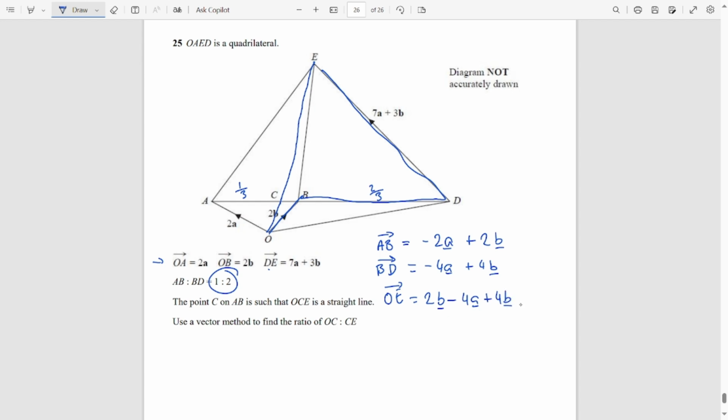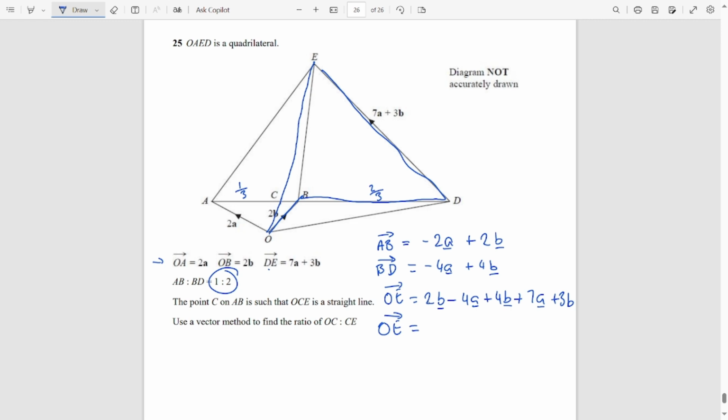And then lastly, plus DE, which we were given, that is 7A plus 3B. Now this is looking very messy. I do just want to simplify this. So I'm going to collect together all of the A's and collect together all of the B's.